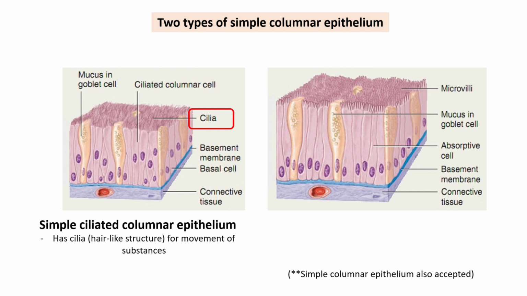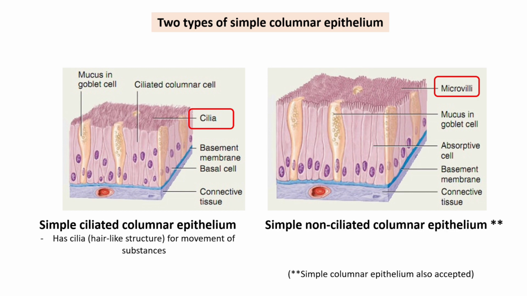Meanwhile, some simple columnar tissue has microvilli on its surface. Microvilli is a finger-like structure, where the plasma membrane is folded. This tissue may be known as simple non-ciliated columnar epithelium. Microvilli function is to increase surface area for absorption. By the way, for non-ciliated tissue, it is not compulsory to use the non-ciliated term in the tissue name. Using the simple columnar epithelium term only is also accepted.